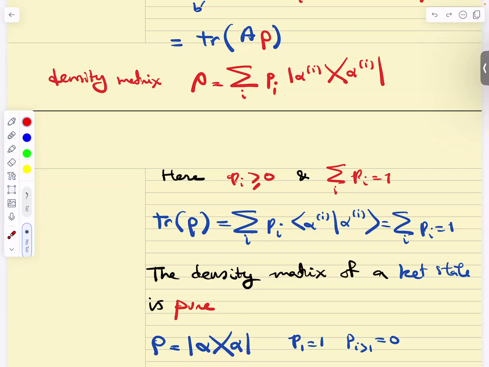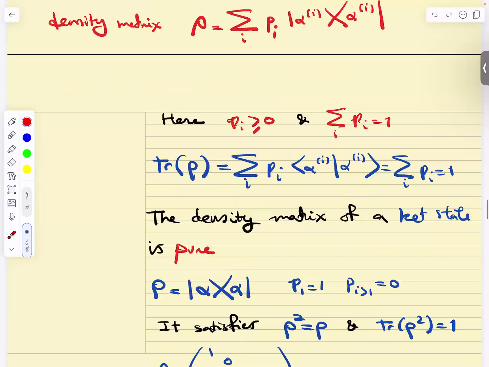Can anyone guess already what this is? For a mixed state, is trace of rho squared larger or smaller than 1? What is trace of rho squared for a mixed state? Okay, we'll do the calculation. That's all linear algebra after all.